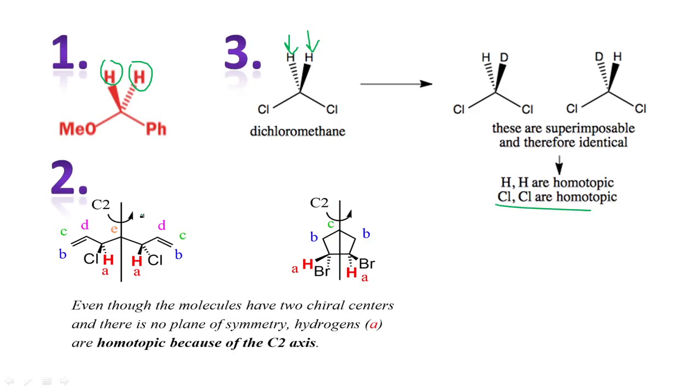Now when an axis of symmetry is present, C2 axis of symmetry is present, both the molecules have two chiral centers and there is no plane of symmetry. Okay, but the hydrogens are homotopic because of the C2 axis of symmetry, because once you rotate the molecule along the C2 axis, the positions of the hydrogens get interchanged. That's why these are homotopic.